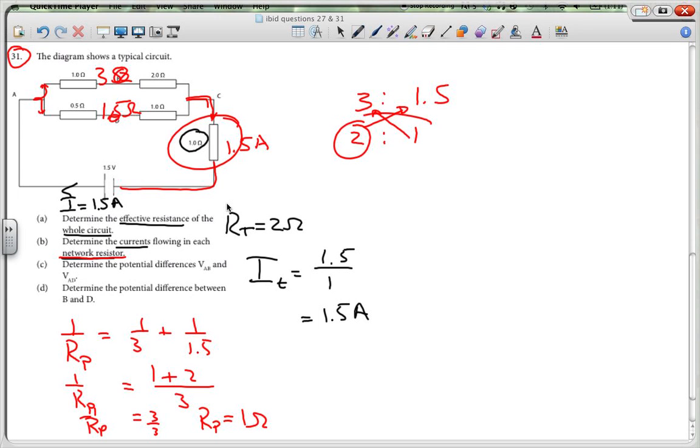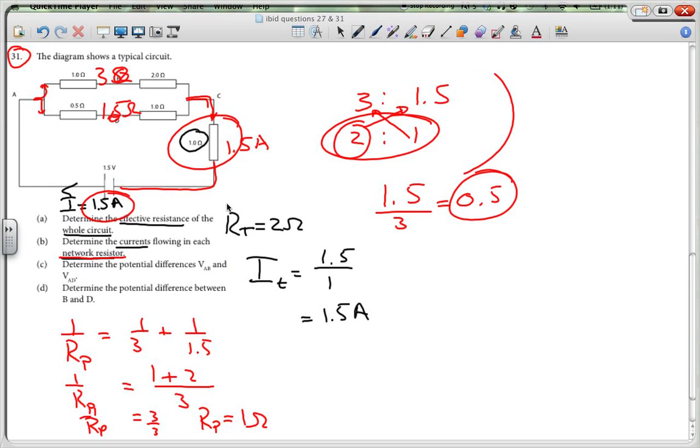So we've got a total of 3 parts. I take my 1.5 amps, I divide that by 3 and I get 0.5. Now 0.5 will go through the 3 ohm. So through this section over here, we're going to have 0.5 amps, and through this section over here, we're going to get 1 amp flowing through. I hope that makes reasonable sense.